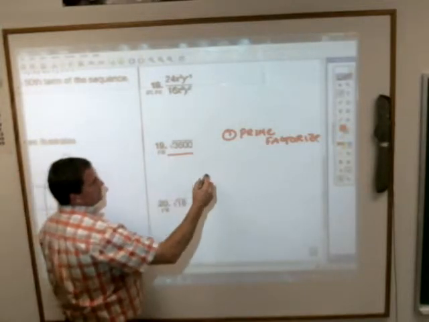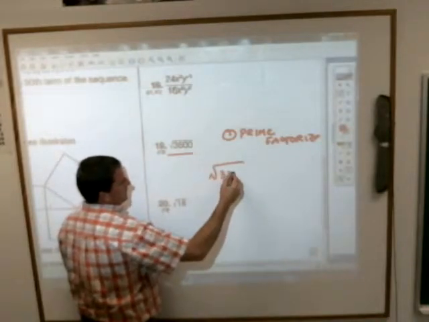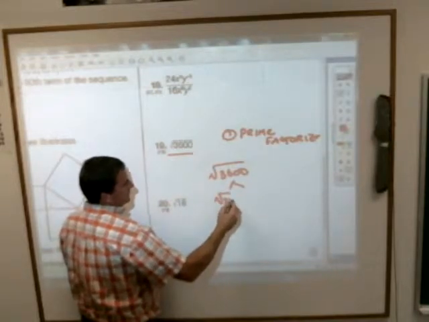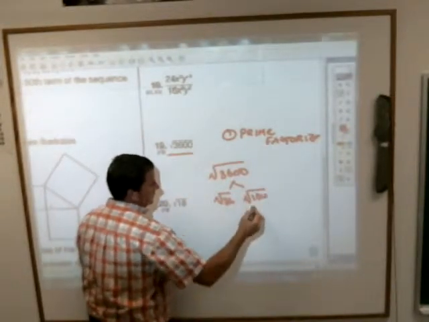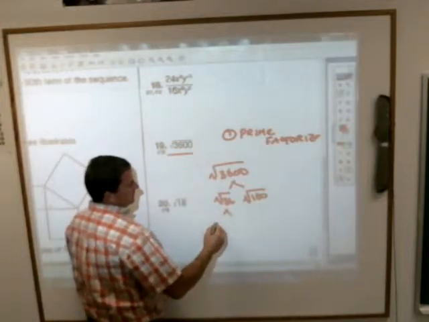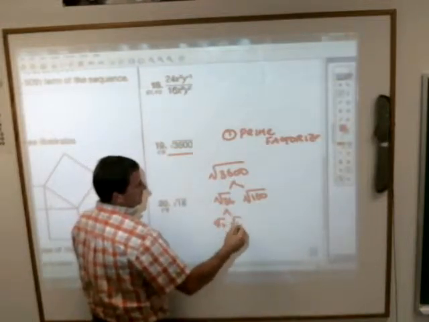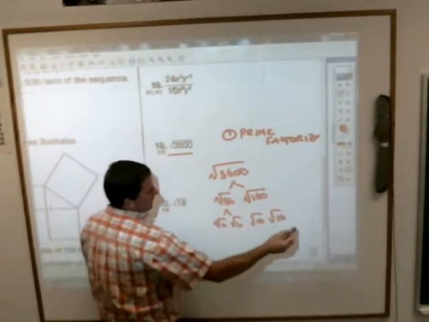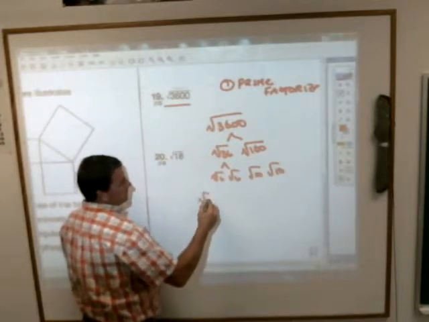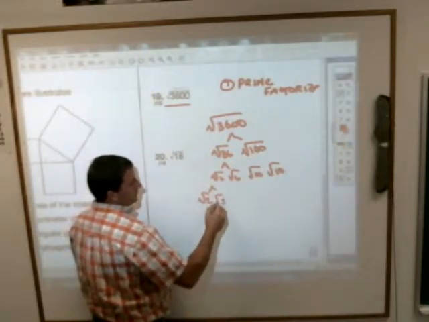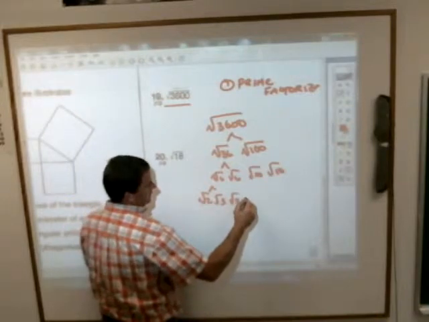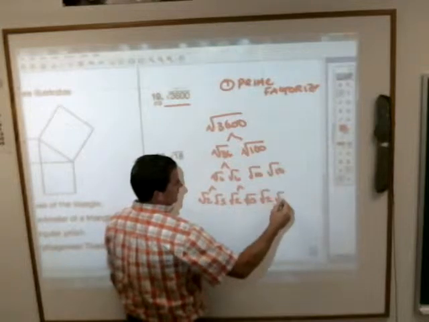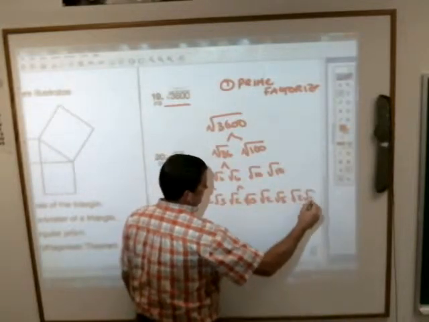But if I'm breaking down the square root of 3,600, what does that break into? Well, the square root of 36 times the square root of 100. What do those break into? Well, the square root of 6 times the square root of 6, square root of 10 times the square root of 10. What does that break into? Square root of 2 times the square root of 3, square root of 2 times the square root of 3, that gives me my 2 6's. 10 is the square root of 2 times the square root of 5, square root of 2 times the square root of 5.